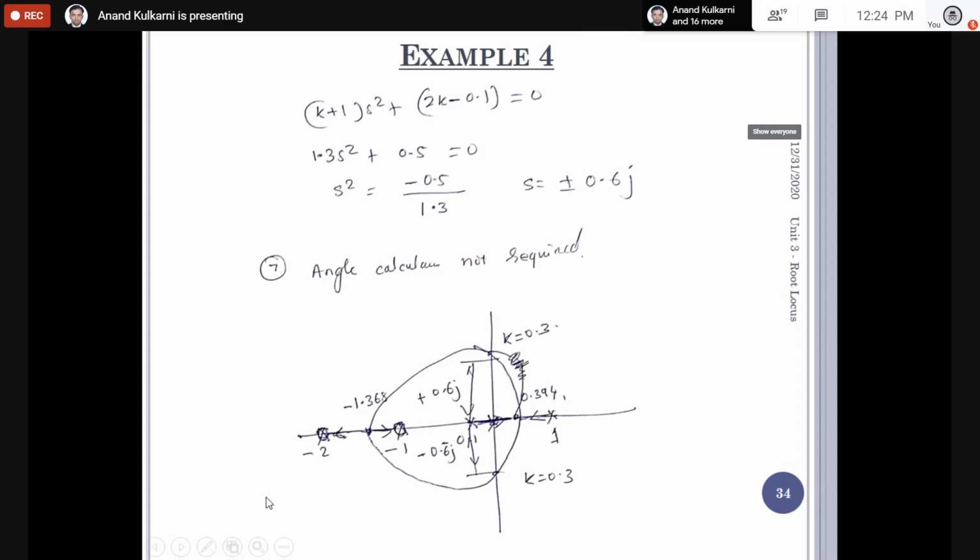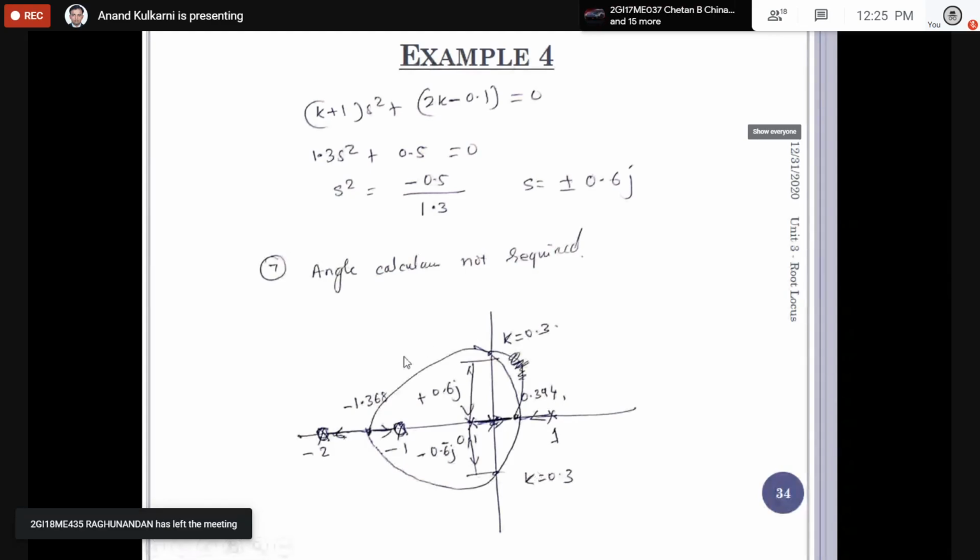Then it moves further and it comes to a break-in point. This break-in point is minus 1.363. So there they come and meet. And once they meet, one root locus has to go to the zero at minus 1, and another root locus has to go to minus 2. So the two root loci end like this, and actually I have not drawn it properly.